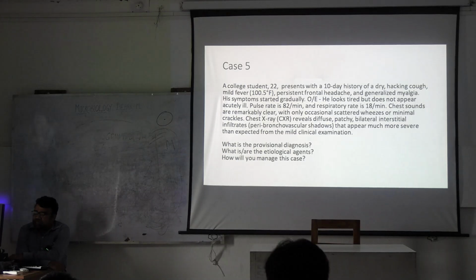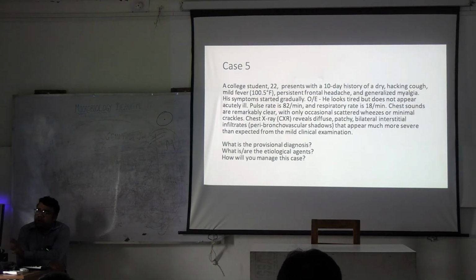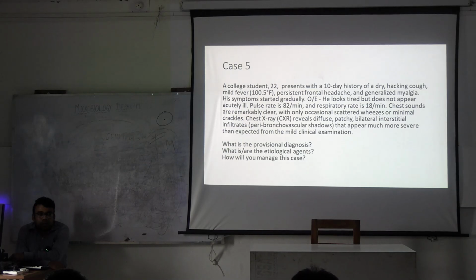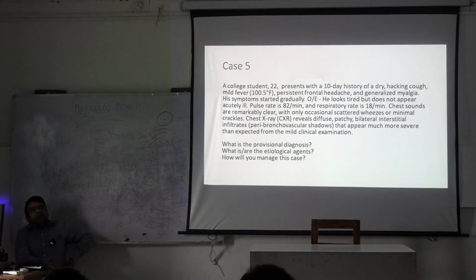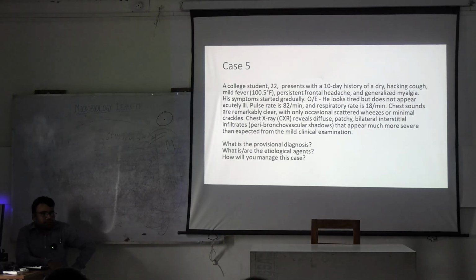Chest X-ray reveals a diffuse patchy bilateral interstitial infiltrate. That means peribronchovascular shadows. That means round surrounding the bronchus. That appear much more severe as compared to the patient's clinical condition. That means the X-ray shows much more shadows, but the patient appears to be not so ill.